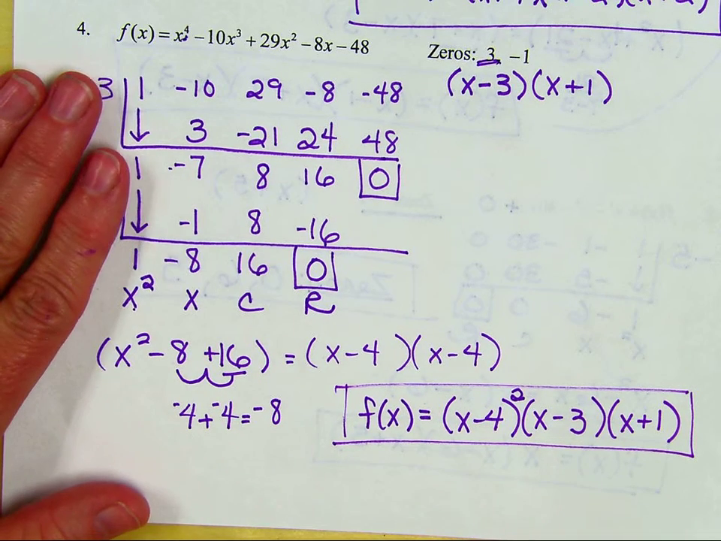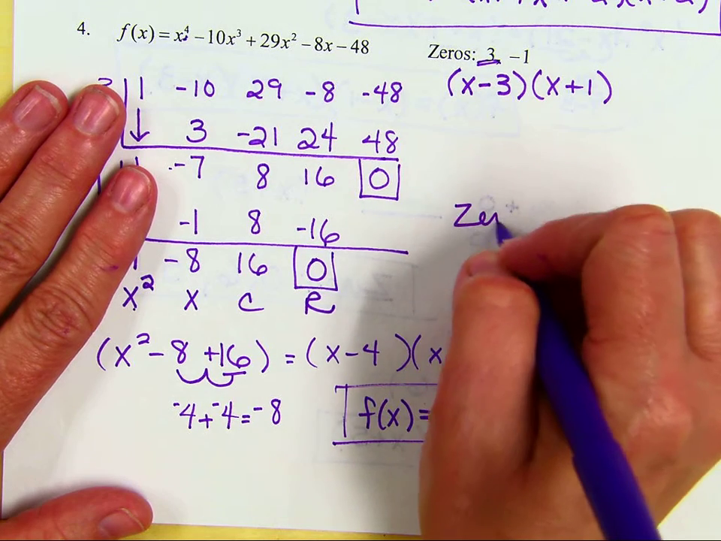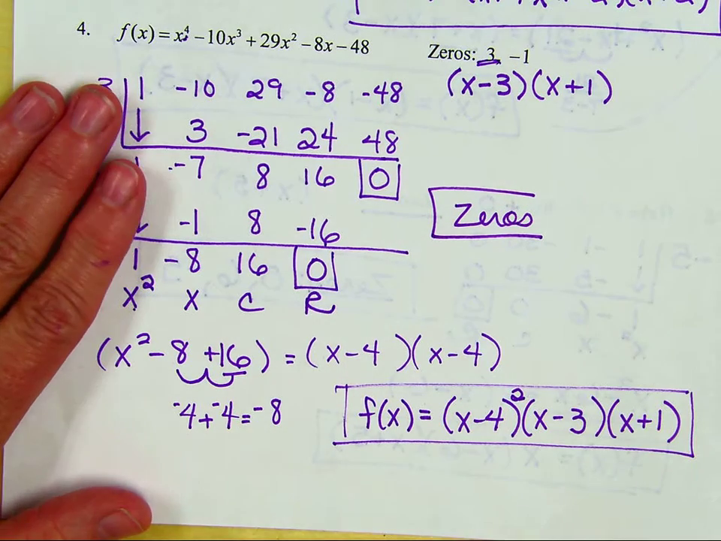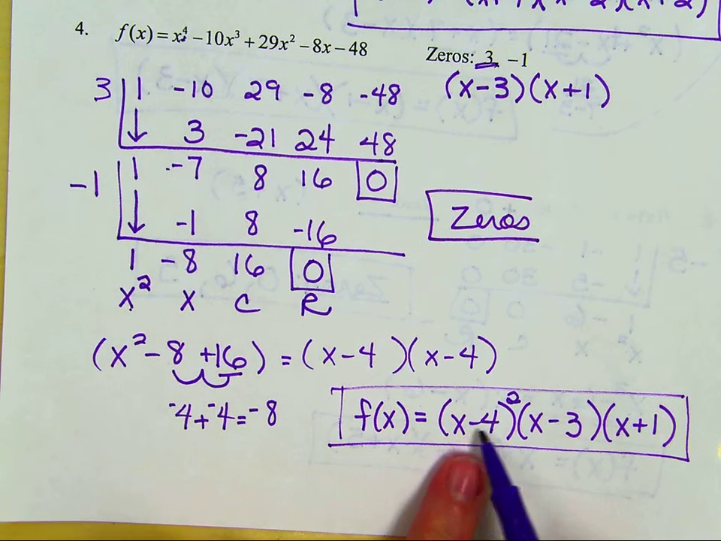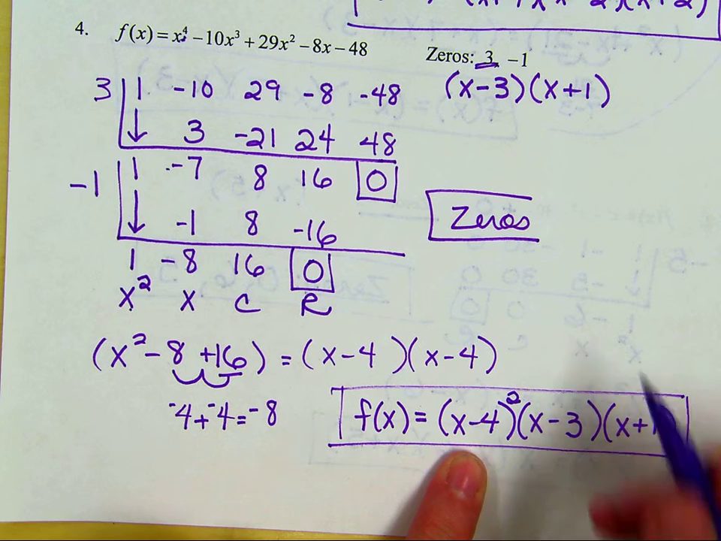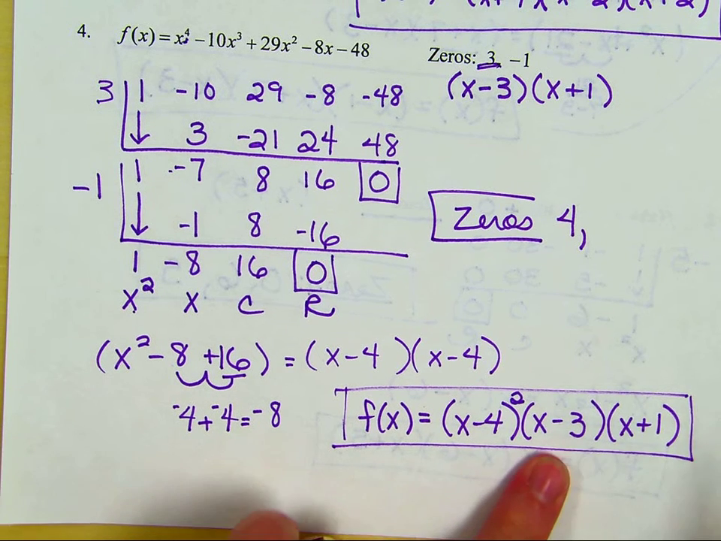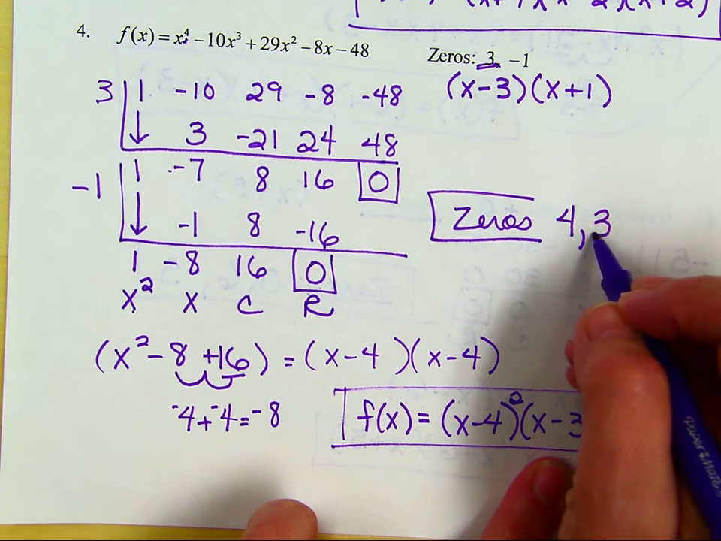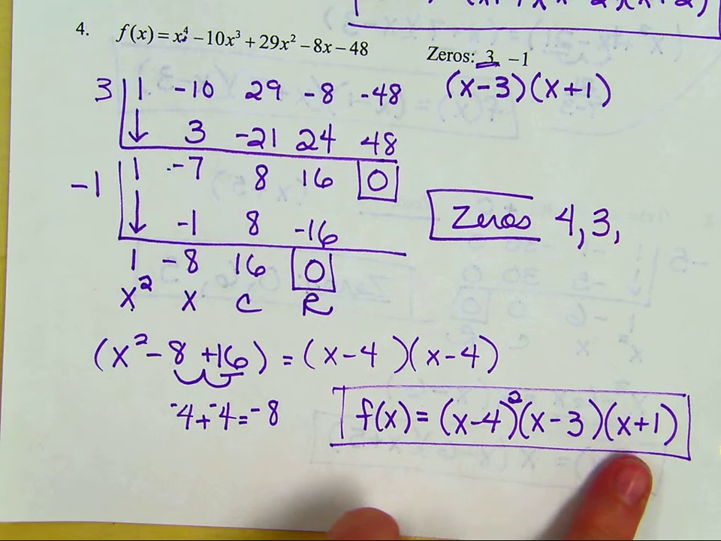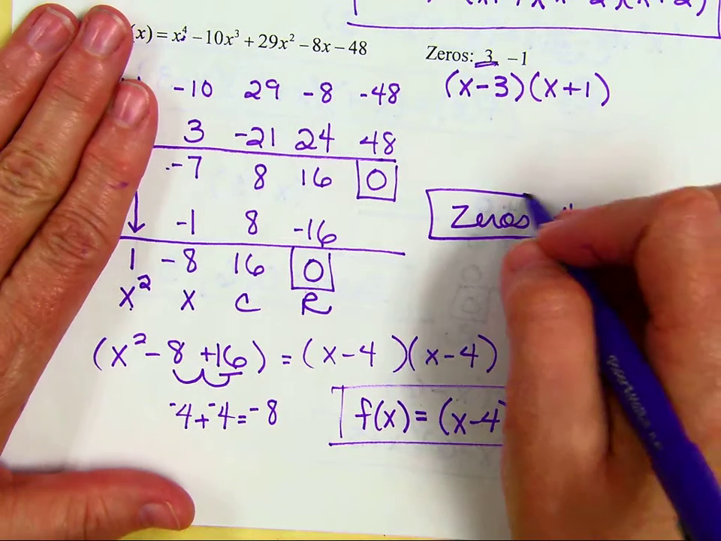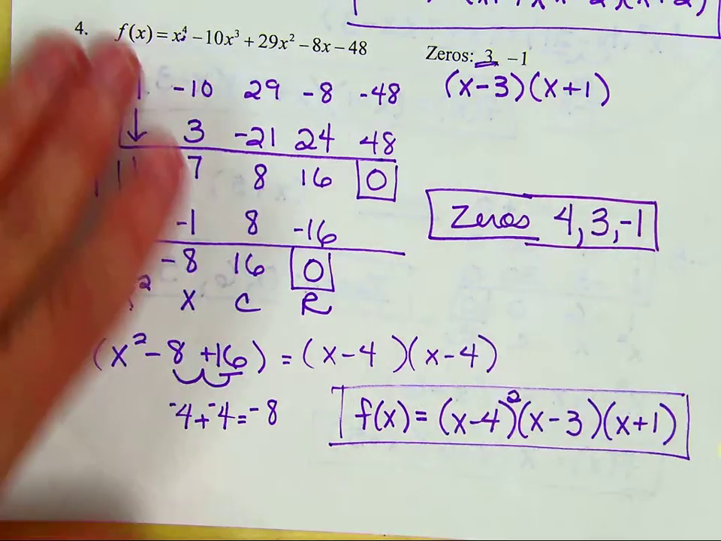All right, so my zeros, I have 4 factors. So x minus 4 equals 0. X will be 4. That happens twice, but we only write it one time. X minus 3 equals 0. X is 3. X plus 1 equals 0. X is negative 1. Those are my 3 zeros.